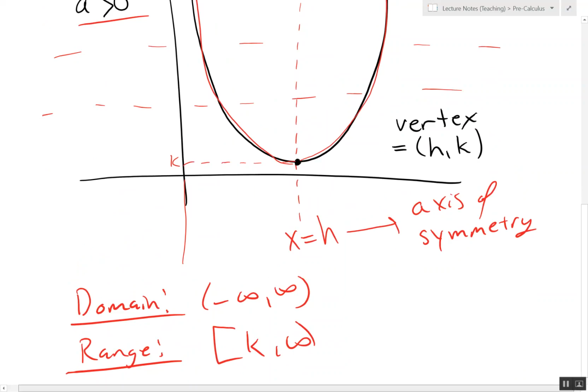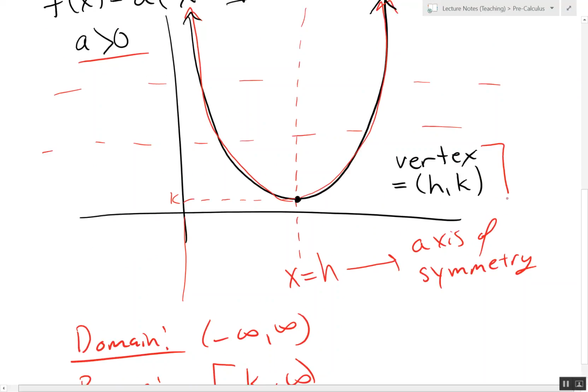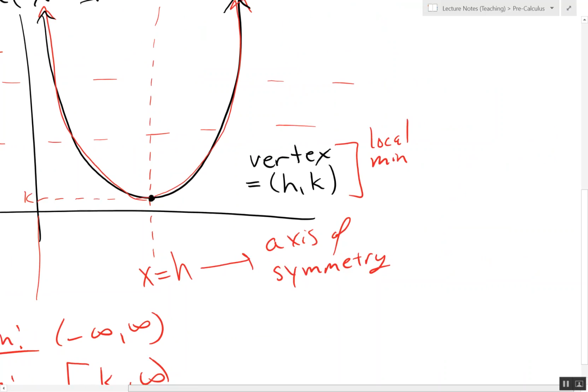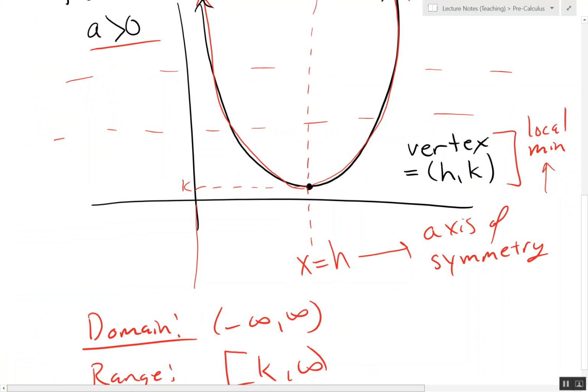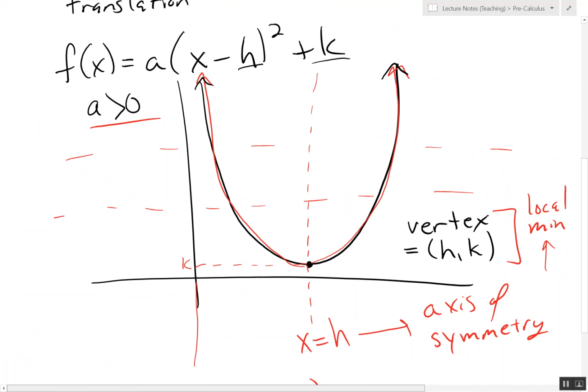And there's one other thing. When a is greater than 0, the vertex is a local minimum, but it's also an absolute, also known as a global minimum. And what absolute or global minimum means is that it's just the lowest point anywhere on the graph. One of the applications where we're going to use this fact is in what's called optimization problems, where you want to find either the smallest value or the largest value. So that's what this graph tells you when a is greater than 0.